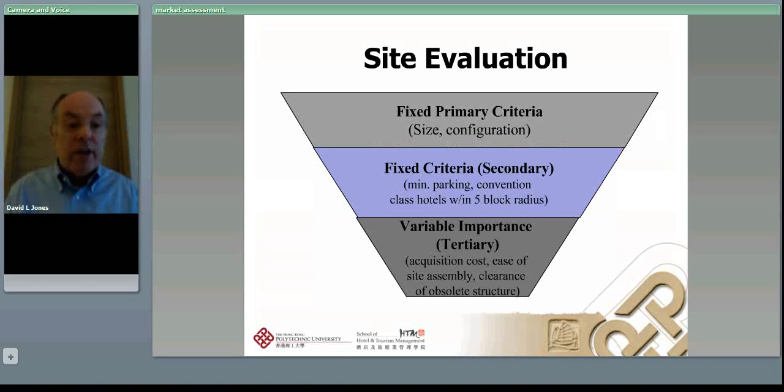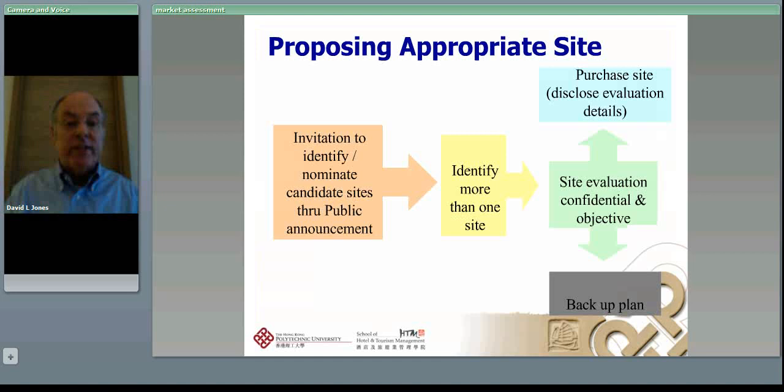Another way to depict this graphically is looking at the proposed site. First, we have to have an invitation to identify and nominate candidate sites through public announcement. These are the facilities we're looking at, sites A, B, C, D. That's what that facility in Auckland is doing. Identify more than one site. Look at the purchase site evaluation. Have a backup plan should the original not be satisfactory in terms of what we make our decisions on.